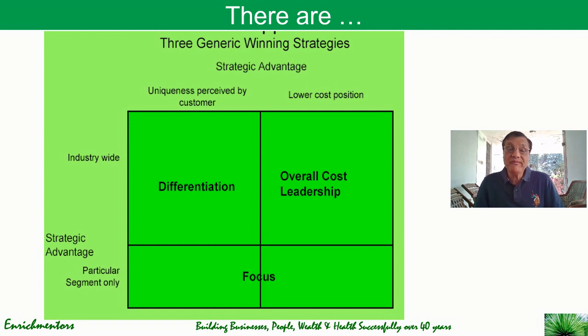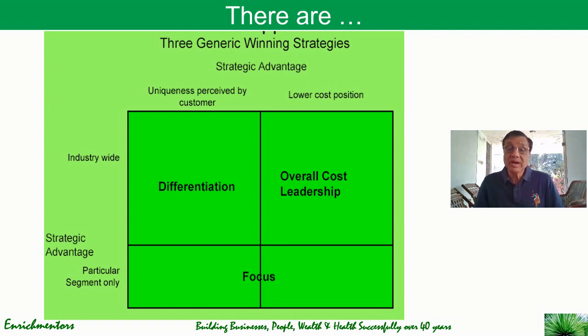If you have a unique advantage, a uniqueness perceived by the customer as a strategic advantage, and you have this advantage across the industry-wide, you could adopt a differentiation strategy. If across the industry, the strategic advantage that you have is the lowest cost position, then you could adopt an overall cost leadership generic strategy. And we will talk about each of these separately as we go forward.